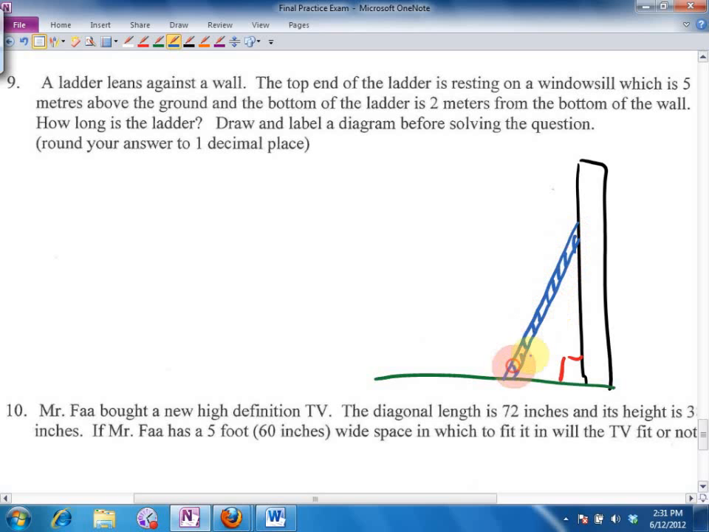And this thing is how far up the wall? I think it says here it's against the windowsill, which is 5 meters above the ground. So that's going to be 5 meters up the wall there. And the bottom of the ladder from the base of the wall is 2 meters. I'm trying to find the length of the ladder. How long is that ladder? So we'll just call it X. We don't know how long it is yet. We're going to find that out.